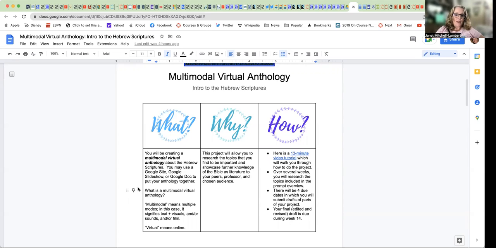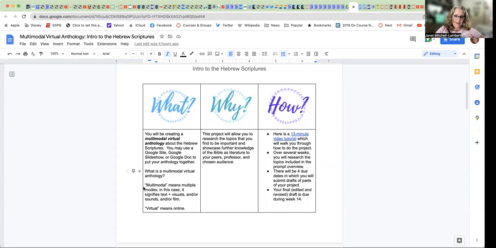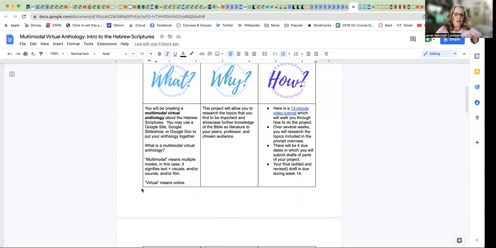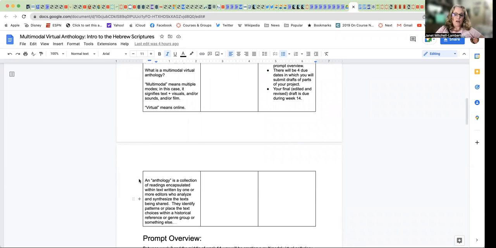So the first question is, what is a multimodal virtual anthology? Well, multimodal means multiple modes, and in this case, it signifies text plus visuals and/or sounds and/or film. Virtual means online. An anthology is simply a collection of readings written by one or more authors who analyze and synthesize the text being shared. They identify patterns or place the text choices within a historical reference or a genre group or something else.